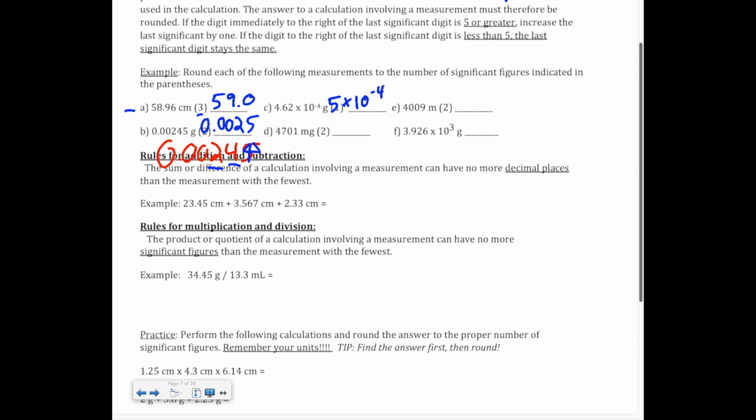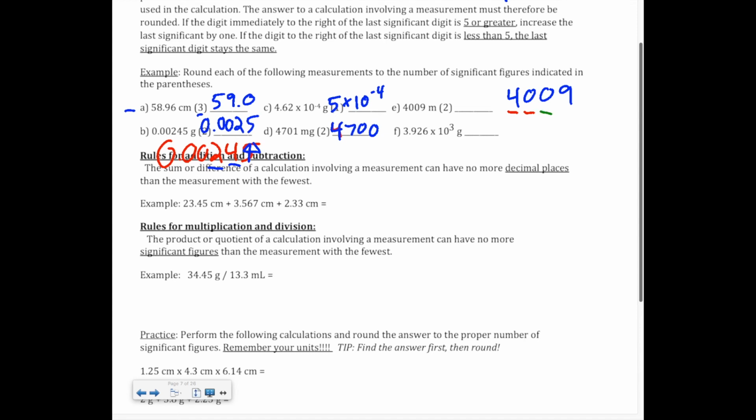Okay, and this one's going to round to 4700. Tricky one, Mr. Russell. 4009. We want to take the first 2 digits. Now this one is our rounding digit.